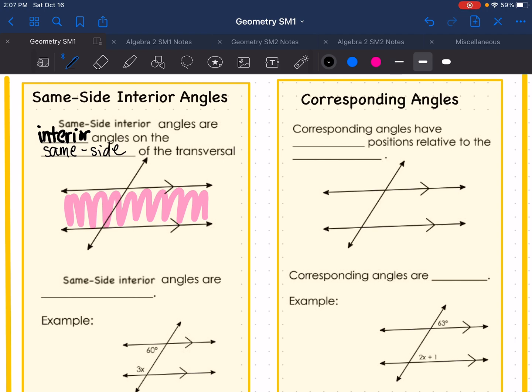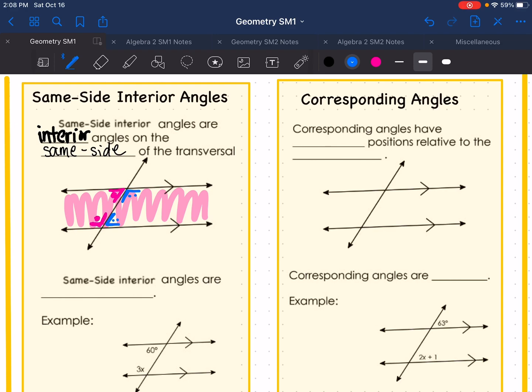So if we go ahead and look at them, we're talking about this angle here and this angle here. Notice I went from one group of 4 to the other group of 4, but I stayed on the same side of the transversal. I did not jump it. Likewise, there are the 2 right here and right here.